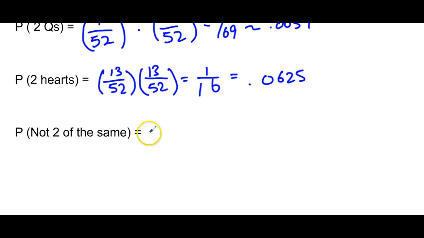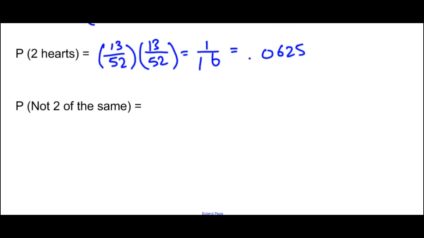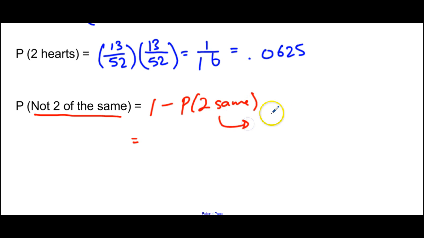All right. So this next one is the probability that not 2 of the same card occurs. To make things easier, I'm going to use the opposite: 1 minus the probability of 2 of the same cards. So let's break this down. For the probability of 2 of the same cards, you have a 52 out of 52 chance of picking a card. Doesn't matter what card, say it's a 2.